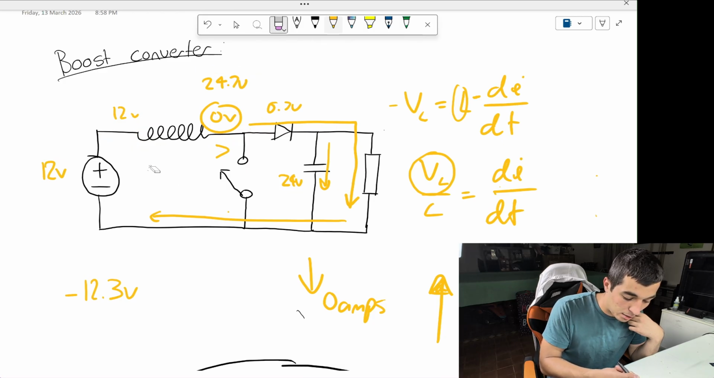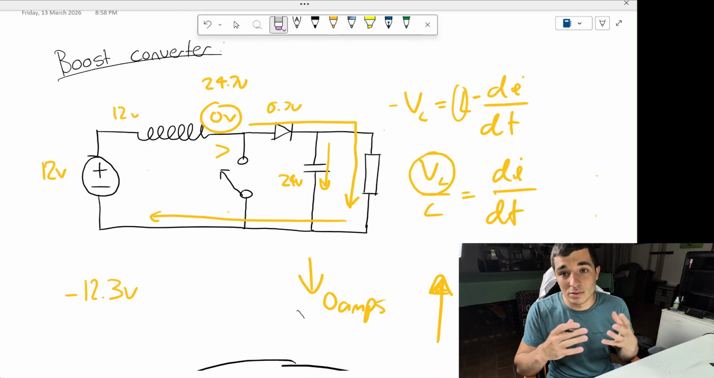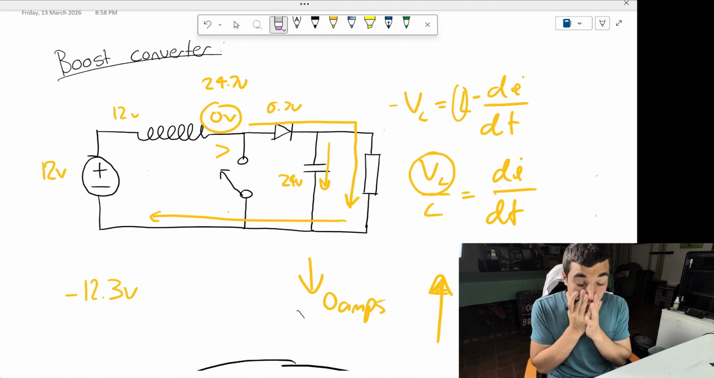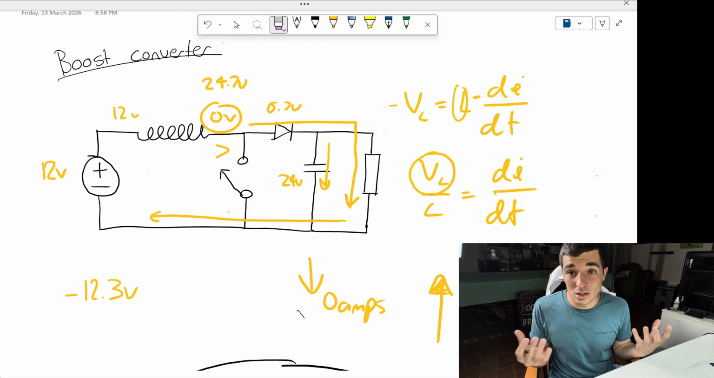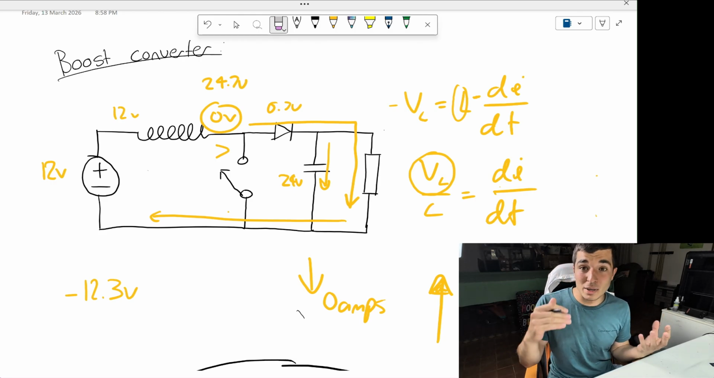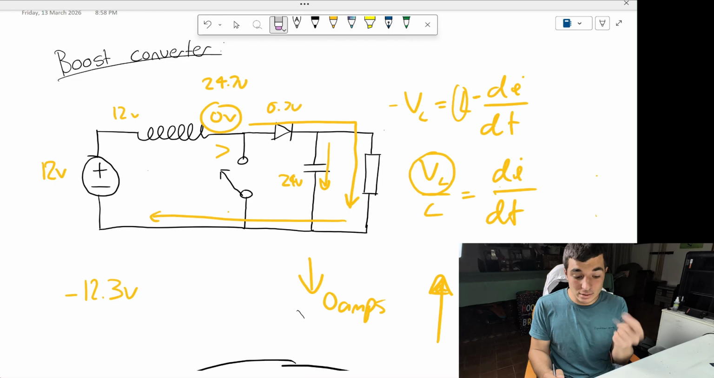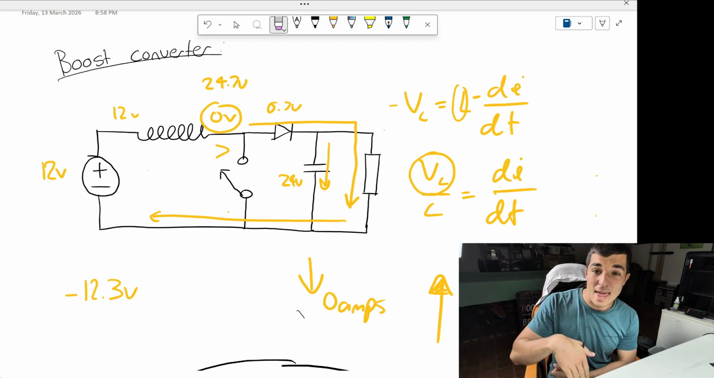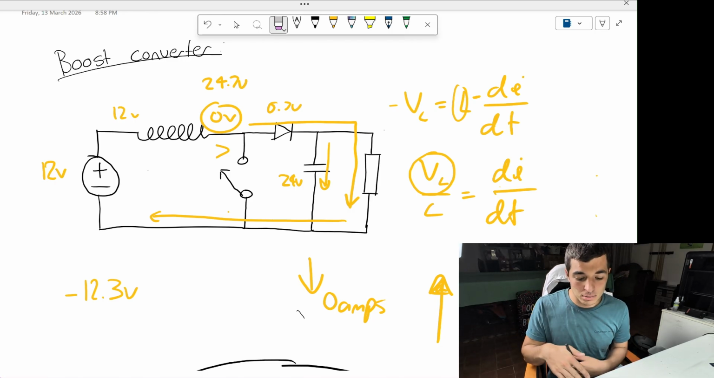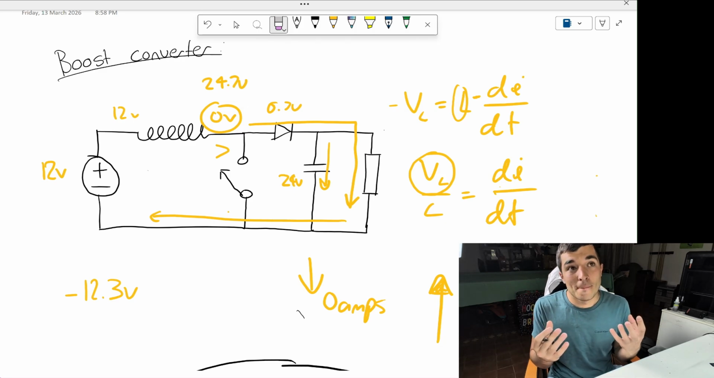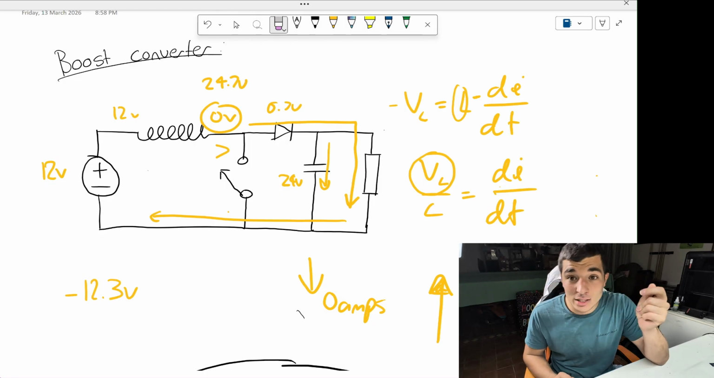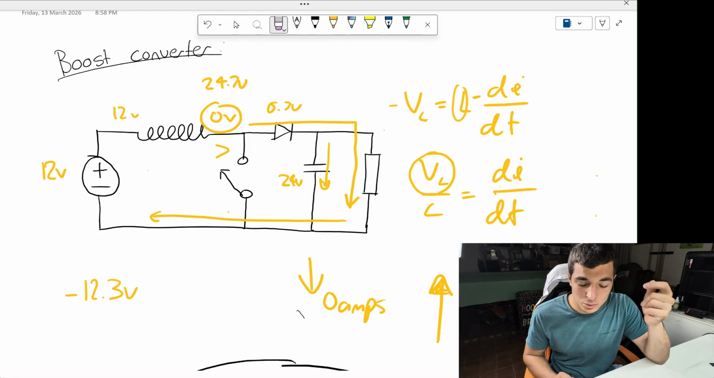And that is how the boost converter actually boosts the current. It says, well, I've got nowhere to go, right? You want to change my current instantly, in zero time, you want me to go to 0 amps. I can't do that, right? So what it's going to do is raise its voltage, because if you want a really fast change, you need really high voltage.